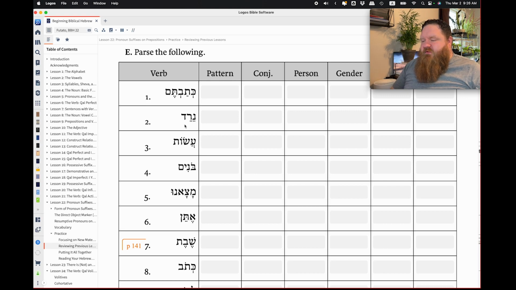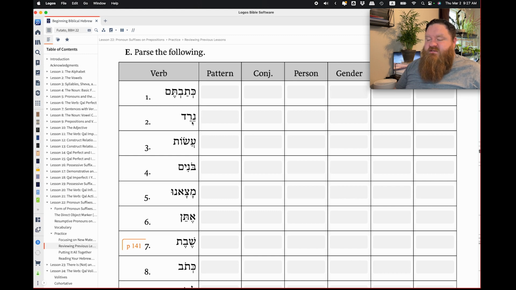All right, number two, we've got nehred. Nehred, I see a sari-sari pattern. When I see a sari-sari pattern, the first thing I'm thinking is cal imperfect of a one-yod verb, one-yod vav, that is. And so what I want to look for when I get that sari-sari pattern is I want to look at the letter that is holding the first sari. That letter is probably going to be my prefix letter, and here it's a noon. Noon prefix on a cal imperfect tells me 1CP.